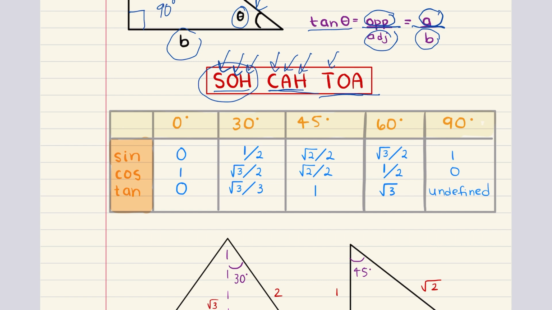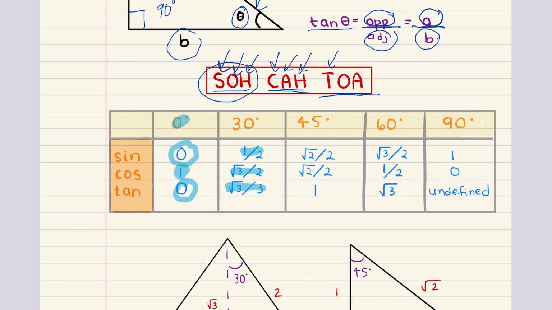At 0 degrees, sine is equal to 0 because the opposite side has no length. Cosine is equal to 1 since the hypotenuse equals the adjacent side, and tangent is equal to 0 since the opposite side is 0. At 30 degrees, sine is equal to 1/2, cosine is equal to square root of 3 divided by 2, and tangent is equal to square root of 3 divided by 3.